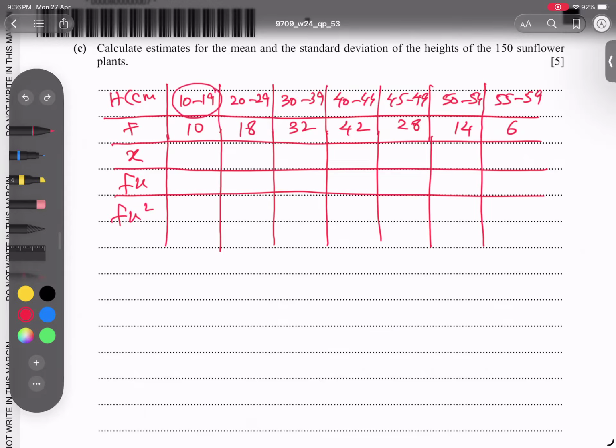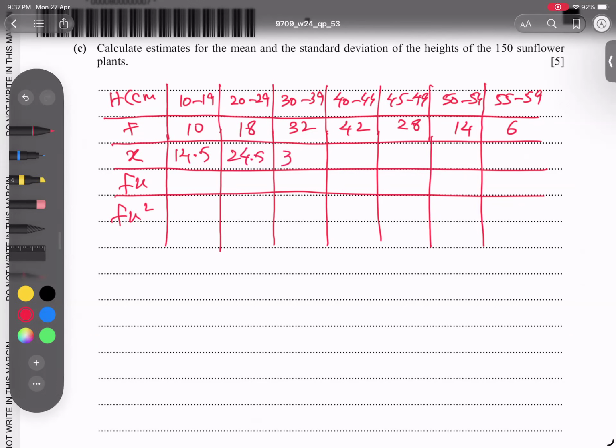So these values are fixed. Average of 10 and 19: what is the average? 10 plus 19, divided by 2, gives 14.5. So add them, divide by 2. Similarly, 20 plus 29, divided by 2, gives 24.5.